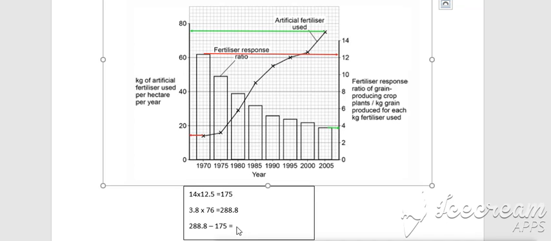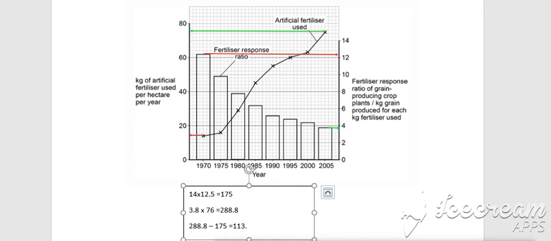So to work out the difference, it's the 288.8 minus 175 for the 1970 response. And in this situation, that gives us an answer of 113.8, which falls between their range.